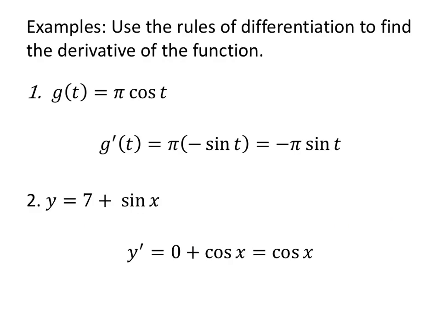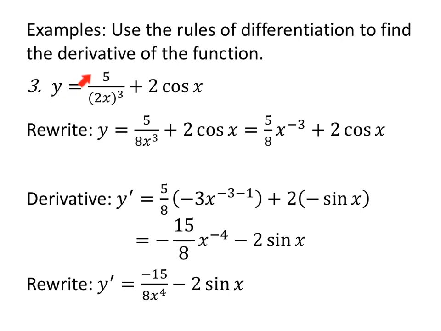So let's use some rules of differentiation to find the derivative. The derivative of g of t equals pi cosine of t. Remember, pi is just a coefficient. It comes out in front. The derivative of cosine is negative sine of t. So my derivative is negative pi sine of t. The derivative of y equals 7 plus sine of x. The derivative of 7 is 0. The derivative of sine of x is cosine of x. So the derivative of sine of x plus 7 is just cosine of x.